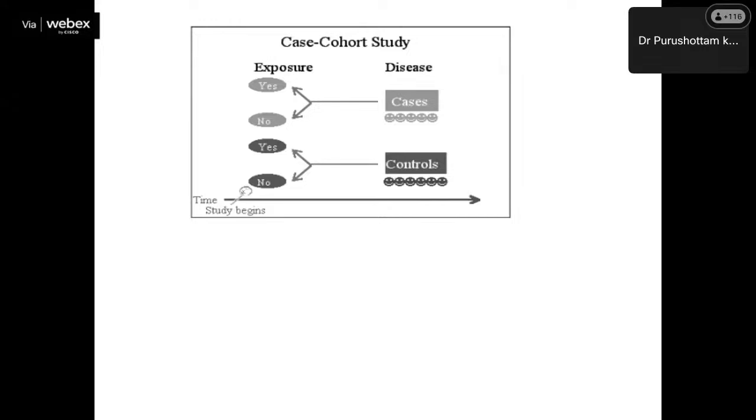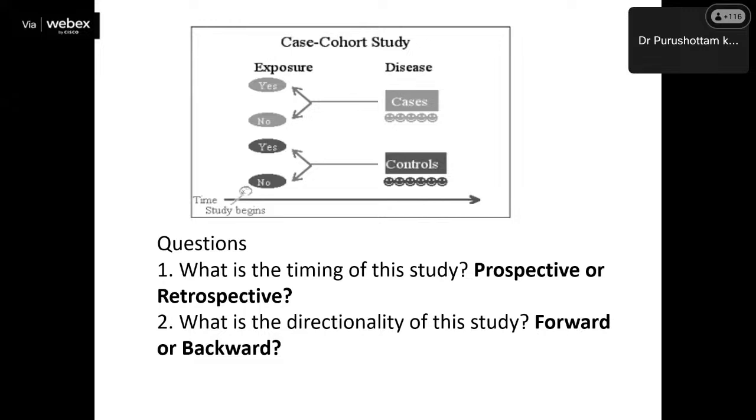Now this is the design of the case cohort study. So there is a question for you here, to see if you understand case cohort or case control. The first question: what is the timing of this study? That is, is it prospective or retrospective? And the second question: what is the directionality of the study? That is, forward or backward? I think you are very aware of timing and directionality, so you can answer. I'm unable to see the chat box. Anil can help me with that. Even you can unmute or tell me. What is the timing of the study?